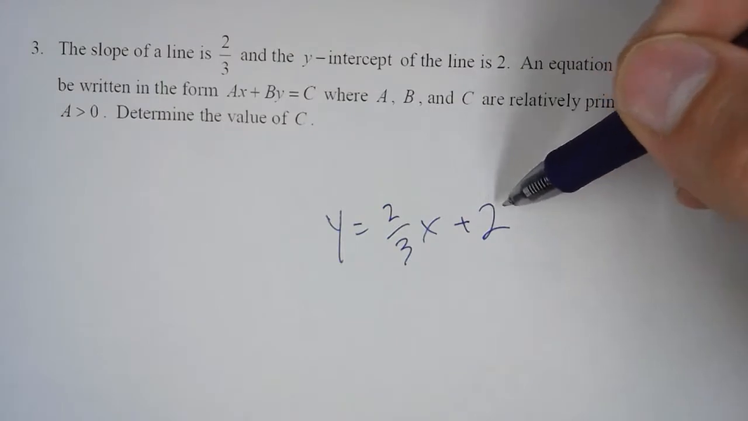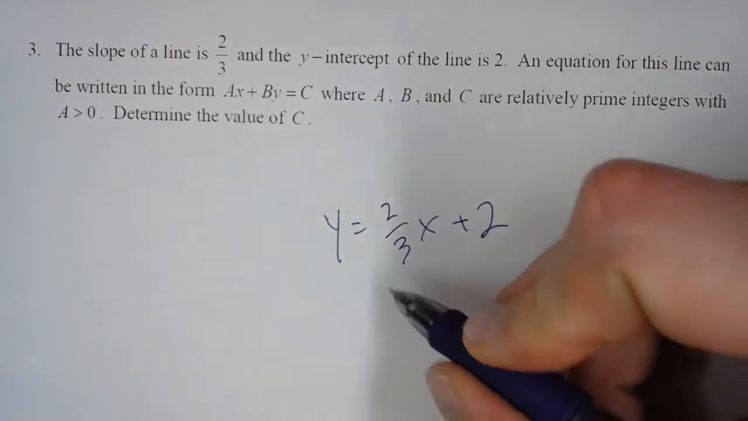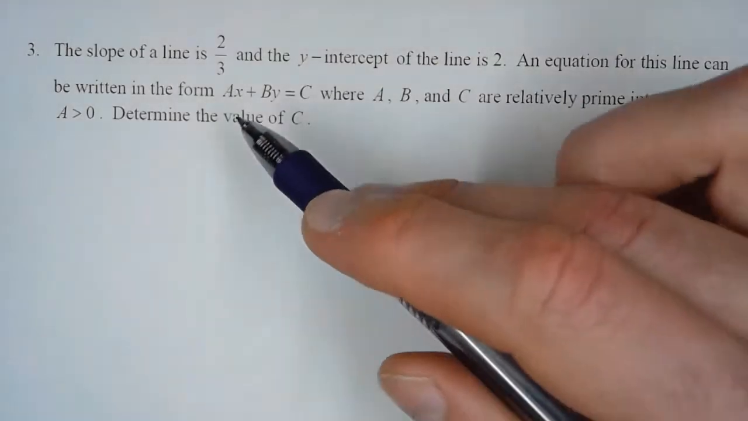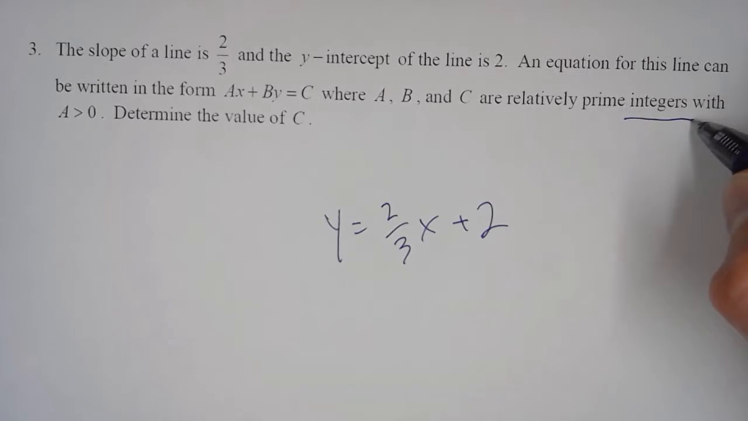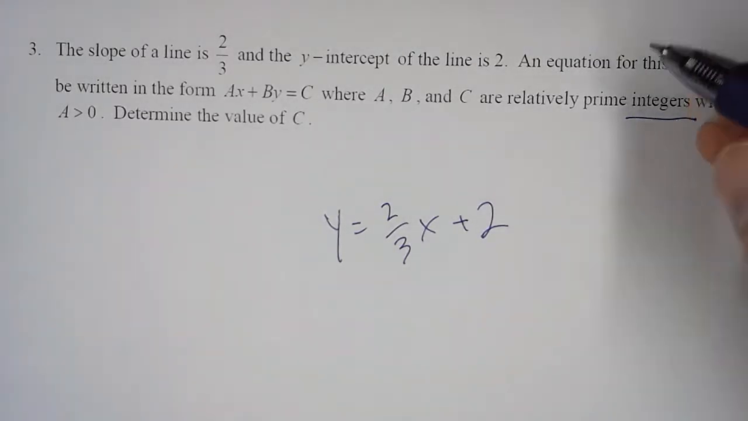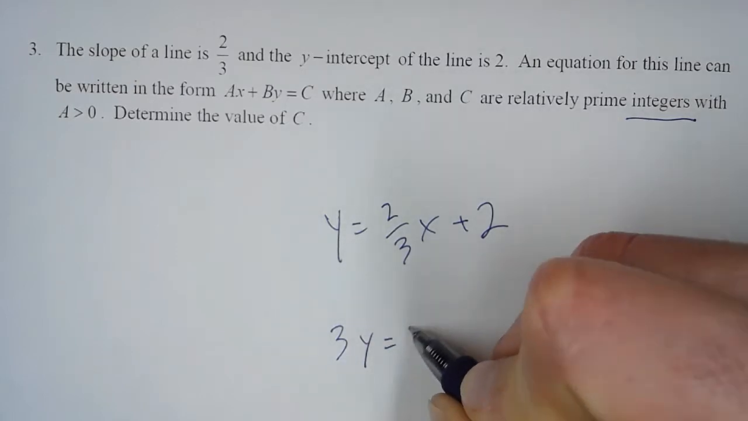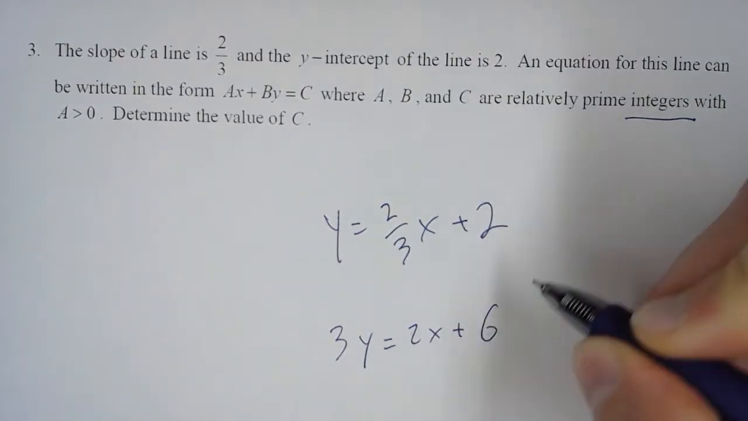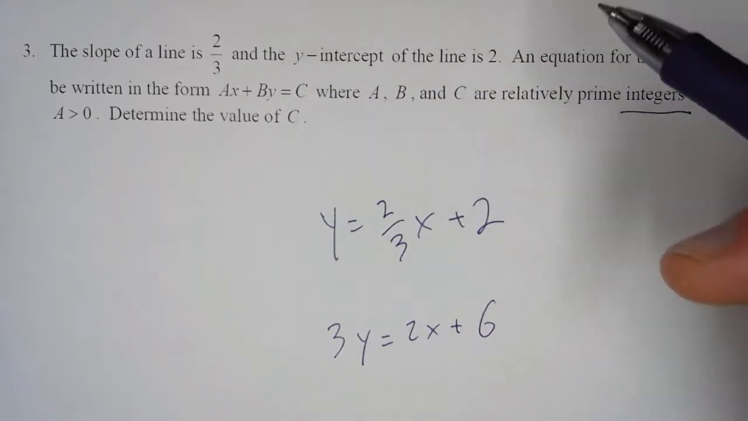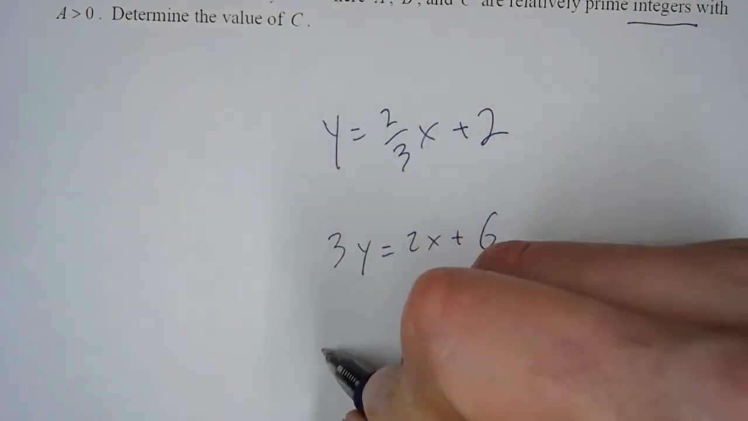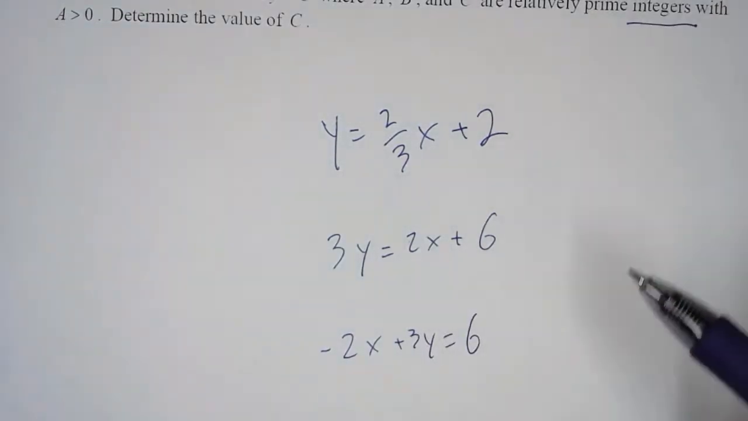But this is in slope-intercept form, and they want it in general form. So the first thing is we're going to multiply everything by 3, because the numbers in front of both x and y have to be prime integers. Can't have fractions. So when we multiply everything by 3, we get 3y equals 2x plus 6. Now we want x and y on the same side. So if we subtract 2x to the other side, we get minus 2x plus 3y equals 6.